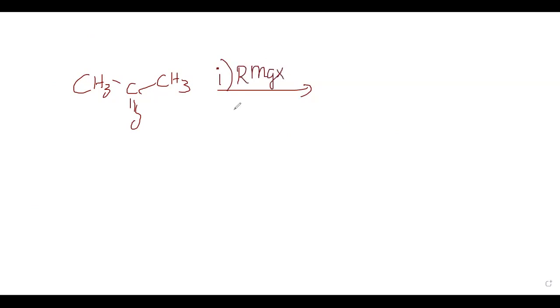RMgX and H3O plus. Okay, or they will give it in detail this way. That's all. Sometimes the reaction will be given as a story. Story in the sense, what do you call it? Your statements. Yeah, statement type.